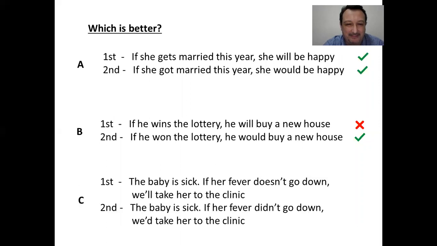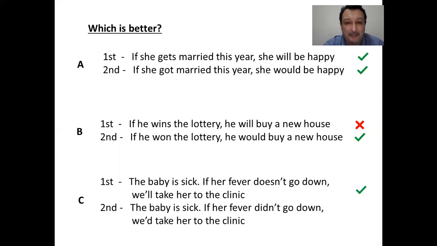Question C. The baby's sick. If her fever doesn't go down, we'll take her to the clinic. That's the first conditional. The baby is sick. The second one, second conditional: the baby's sick. If her fever didn't go down, we'd take her to the clinic. Now in this case, the baby is sick, so this is something that's true. That's a fact. Probably the fever won't go down.